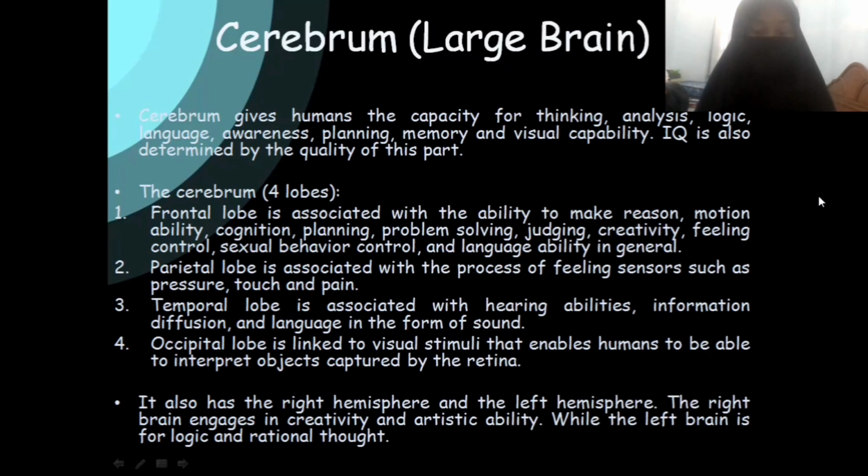The parietal lobe is associated with the process of feeling sensors such as pressure, touch, and pain. The temporal lobe is associated with hearing abilities, information diffusion, and language in the form of sound. And the occipital lobe is linked to visual stimuli that enables humans to interpret objects captured by the retina.